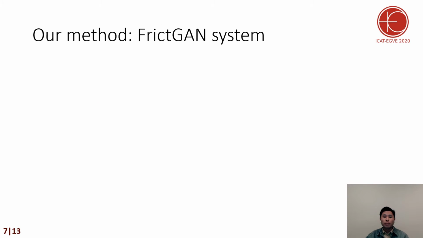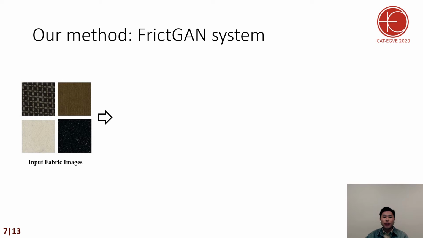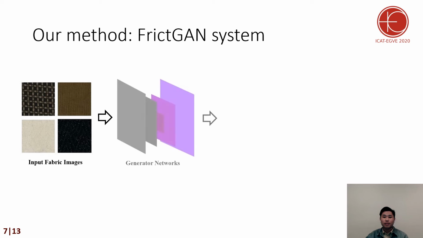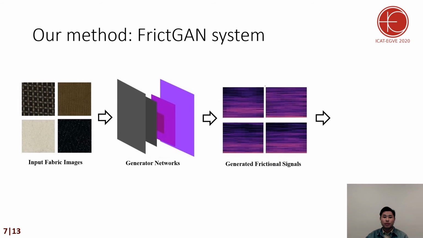In our work, we propose FrictGAN, a deep learning-based framework to synthesize frictional signals for electrostatic tactile displays from fabric texture images. Users could input RGB fabric images to the generator network, and it will synthesize the amplitude spectrograms of frictional coefficient signals, which could be applied on the electrostatic tactile display to simulate the haptic texture surfaces of the input fabrics. This is the pipeline of FrictGAN.